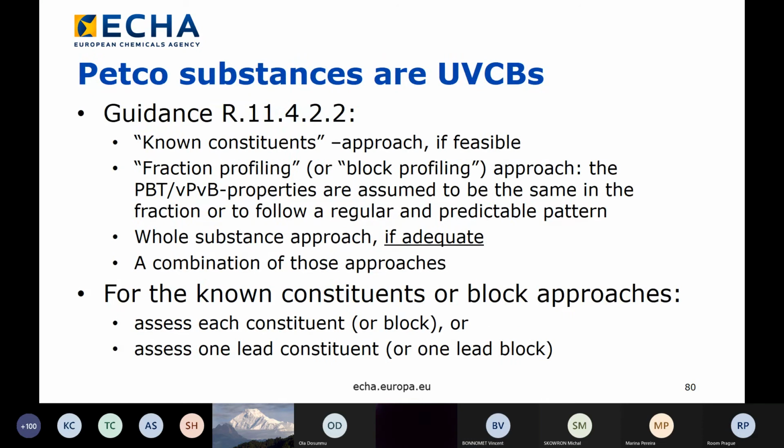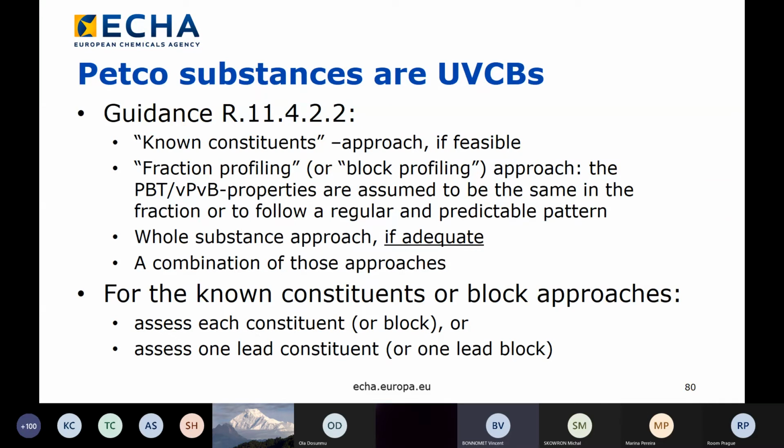Next slide, please. So, yeah, the main points. We have discussed this morning extensively the UVCB nature of the PETCO substances. I would not like to repeat everything that has been discussed this morning, and especially what was already presented by David. In large part, it also applies to environmental endpoints. I would like to focus instead on what kind of guidance is given in guidance document R11.